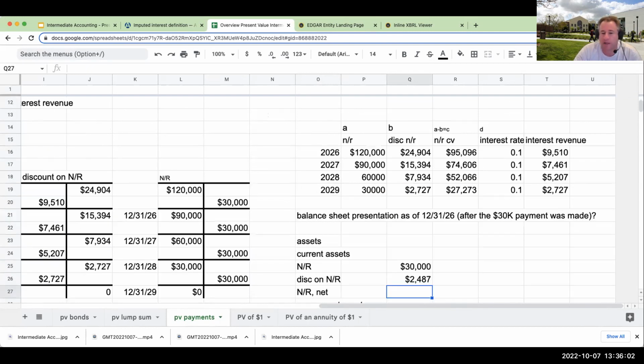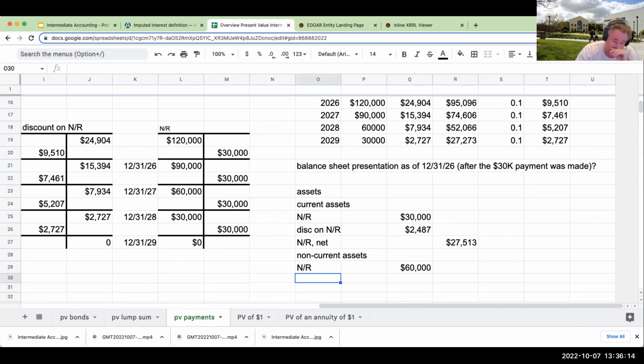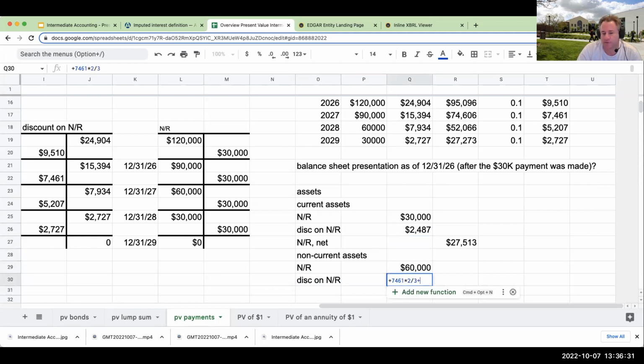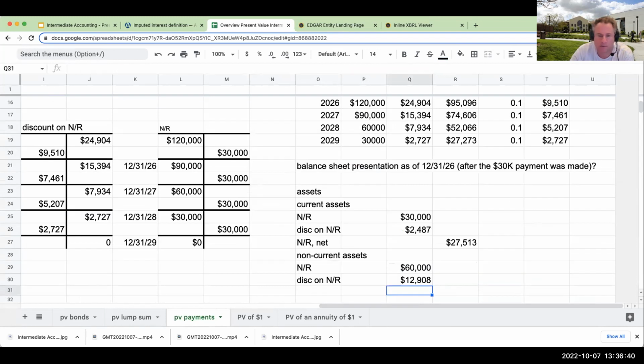7,461 divided by 3 is 2,487. So the notes receivable net current is going to be 27,513. The notes receivable non-current is going to be my discount on notes receivable, which is going to have two components. It's basically going to have 7,461 times 2/3 plus these last amounts that need to be amortized out. Okay, so then this would give me notes receivable net.